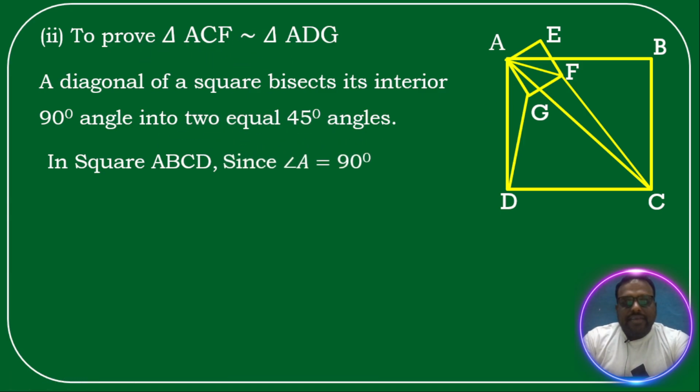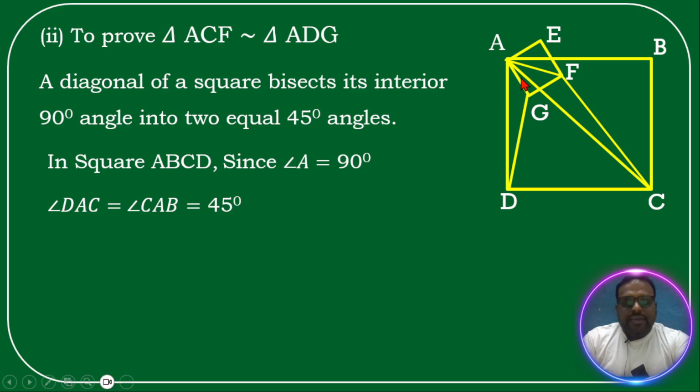Since angle A is 90 degrees, AC acts as a diagonal. So according to this property, I can write angle DAC is equal to angle CAB equal to 45 degrees, right? AC is the diagonal. So according to this property, in this scenario, angle DAC is equal to angle CAB equal to 45 degrees. Now let us move on to the next square.